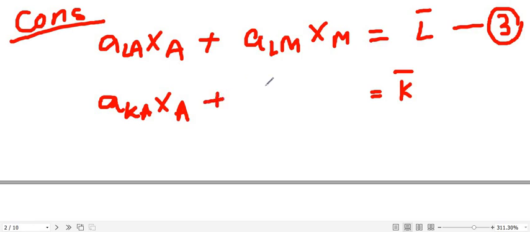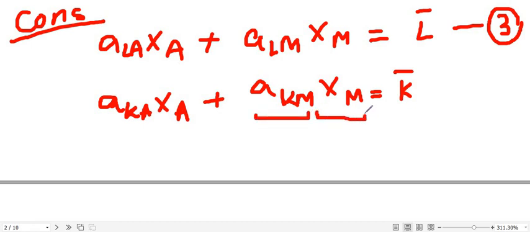Similarly, we need AKM units of capital to make 1 unit of manufacturing output, and we are producing a total of XM units. So this is the capital required for 1 unit, and these are the total number of units being produced. So this is the total capital sent to the manufacturing sector. When we add these two, we get the total capital endowment. Recalling the full employment condition, these two have to add up to K bar. This gives me the balancing condition for the capital market.